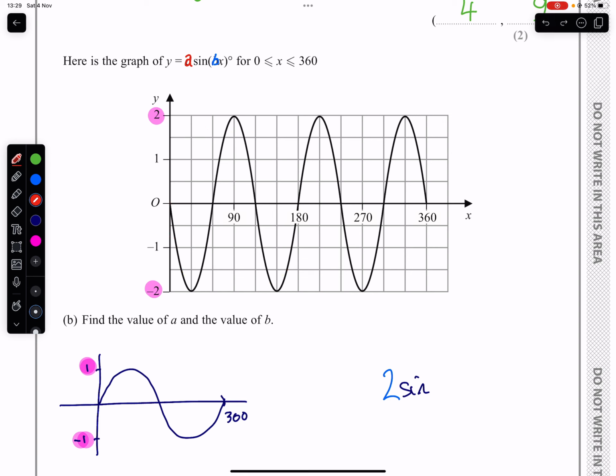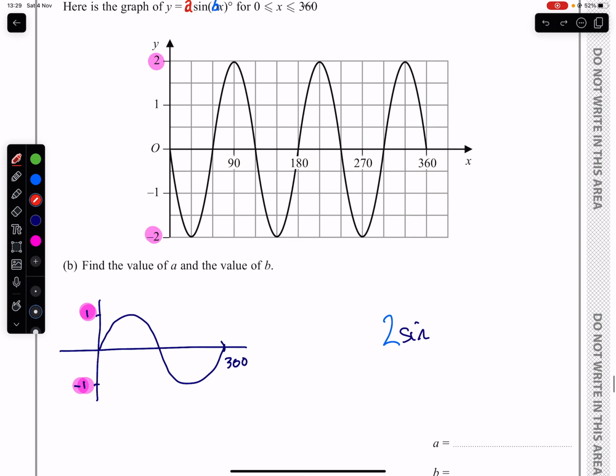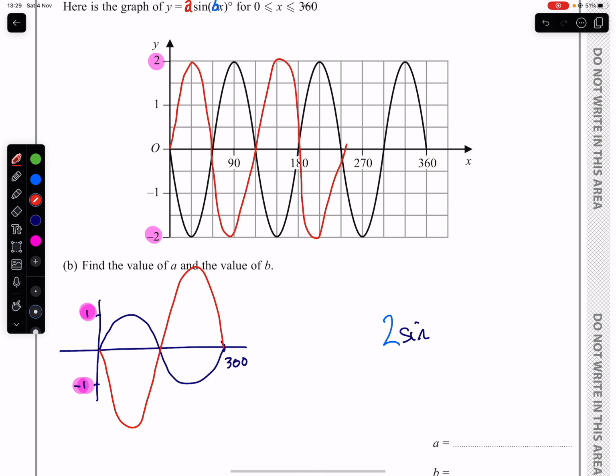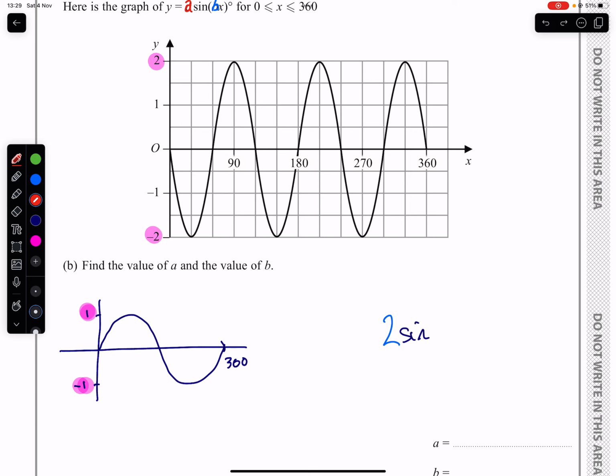So what we end up with is not just a graph that is twice as high and twice as low. We've actually got a graph that is twice as high and twice as low, and is the opposite, the vertical opposite. If we reflect our graph, we would end up with a sine wave. So what we have here must be a negative sine wave. So I can put a negative in front of that too.